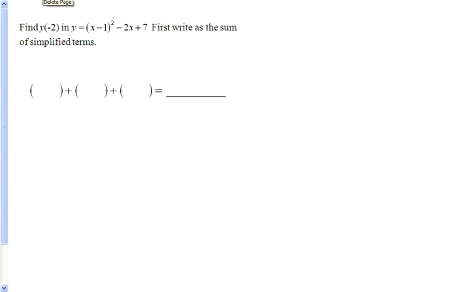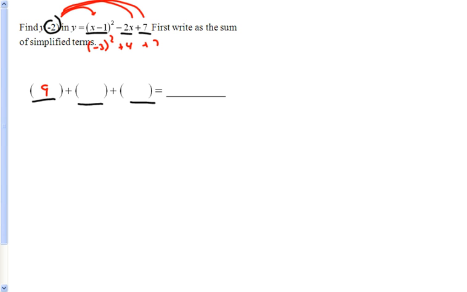Finally, I have a formula, x minus 2 squared minus 2x plus 7, and I'm going to plug in a negative 2 and write that as simplified terms. Alright, so let's plug a negative 2 into each one. If I plug a negative 2 into here, that becomes negative 3 squared. If I plug a negative 2 into here, that becomes plus 4. It doesn't matter what I plug in, that's going to be plus 7. So my terms are 9 plus 4 plus 7 is 20. All I'm doing is plugging in a negative 2 and doing the arithmetic.